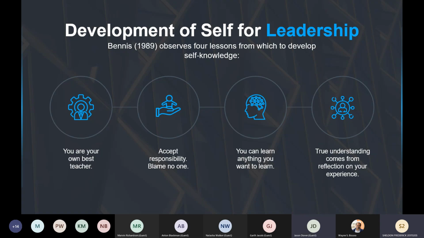The third point, there are no limits to what you can learn if you just put your mind to it. And the fourth point, I say that reflection upon your experiences is indispensable to true understanding and self-development.